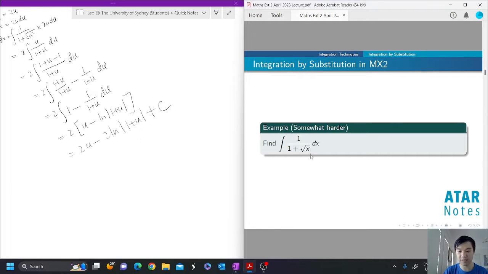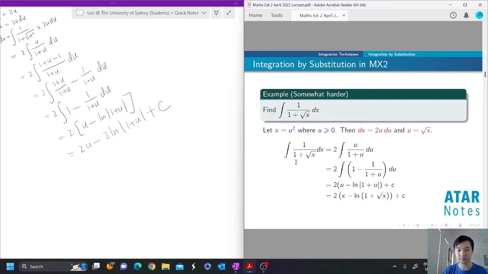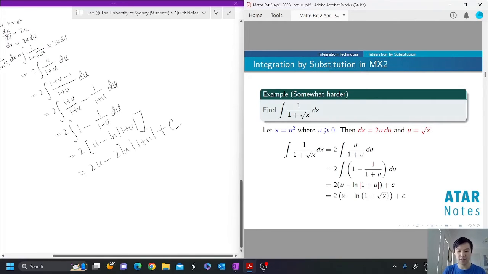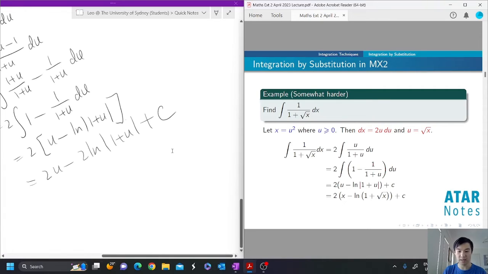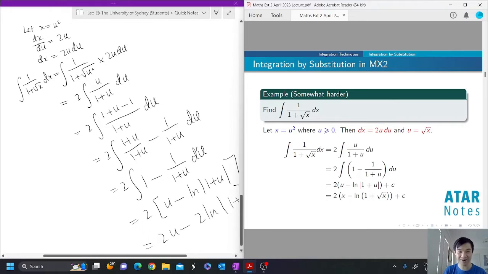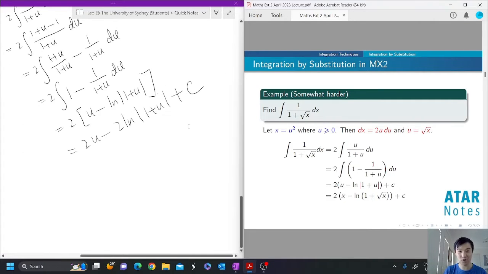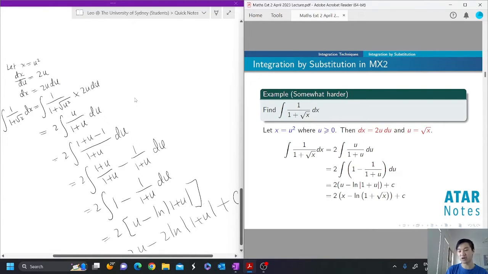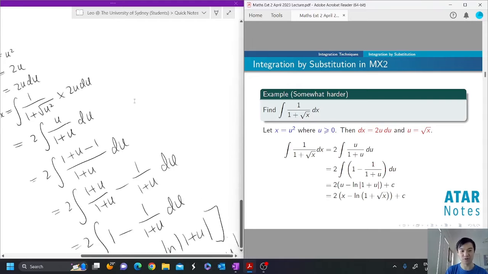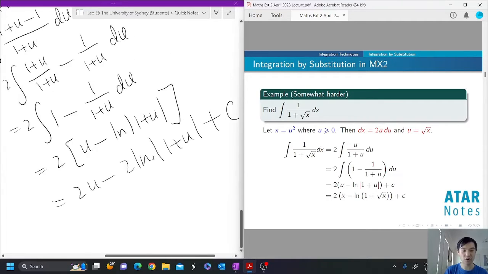We have to remember to convert back to the original variable as well. If you just left it like that, you would lose a mark, because with any integration by substitution question, you have to convert back. So we said that x is equal to u squared.